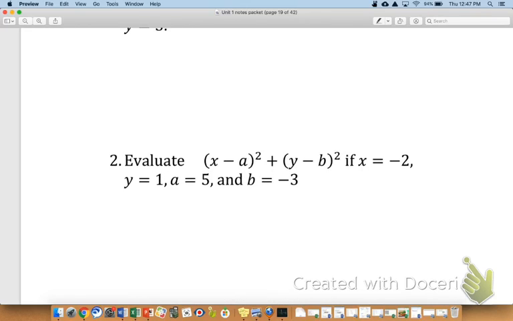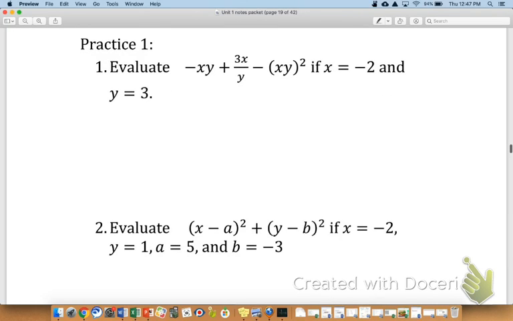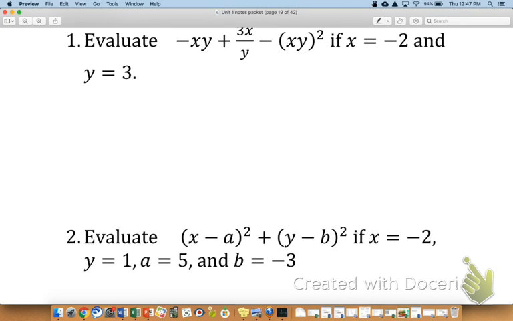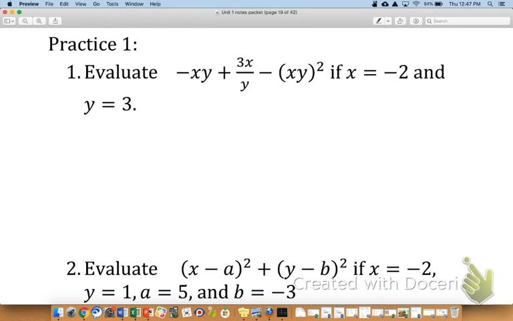Number 1 says, evaluate that expression. It's got all kinds of stuff going on. If x equals -2 and y equals 3. So with your partners there at your table, please take a minute and try that out. Think of this as maybe a little warm-up from yesterday, from an answer and a solution perspective.